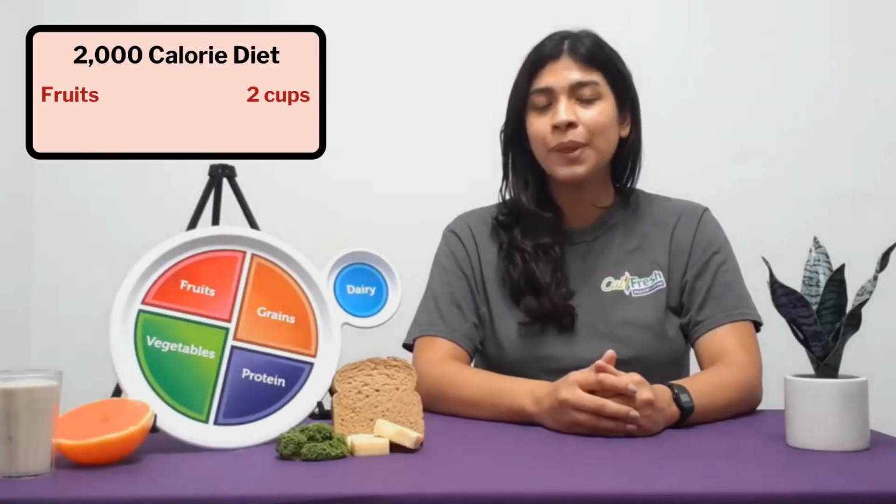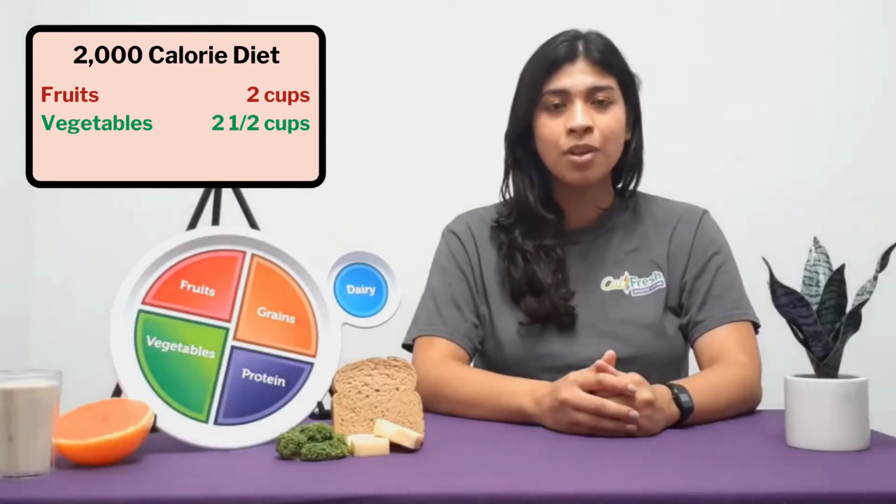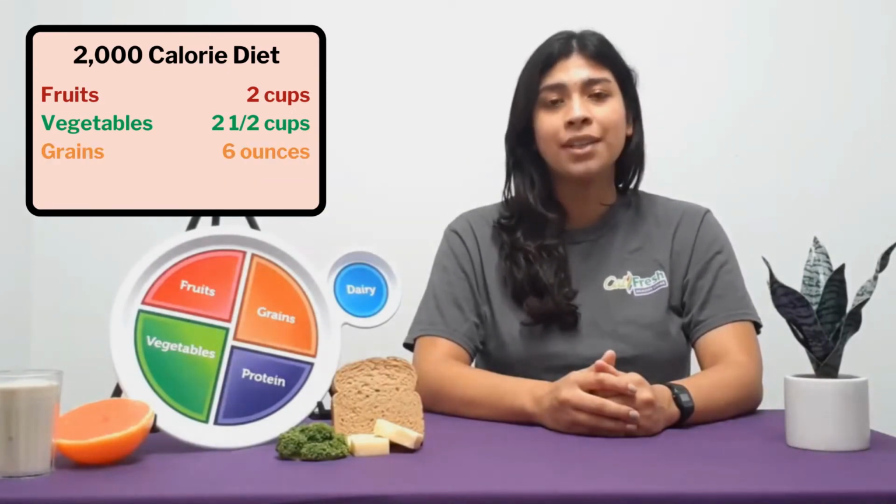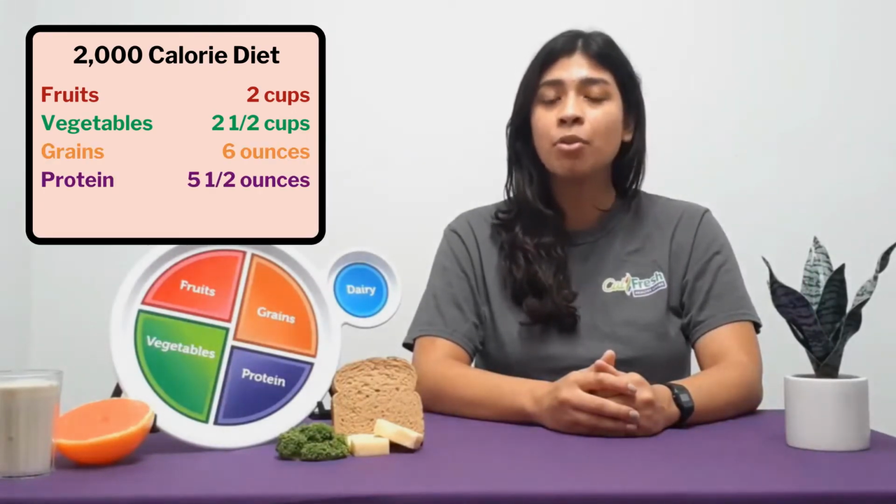In a typical 2,000 calorie diet, you would aim to eat 2 cups of fruit, 2.5 cups of vegetables, 6 ounces of grain, 5.5 ounces of protein, and 3 cups of dairy.